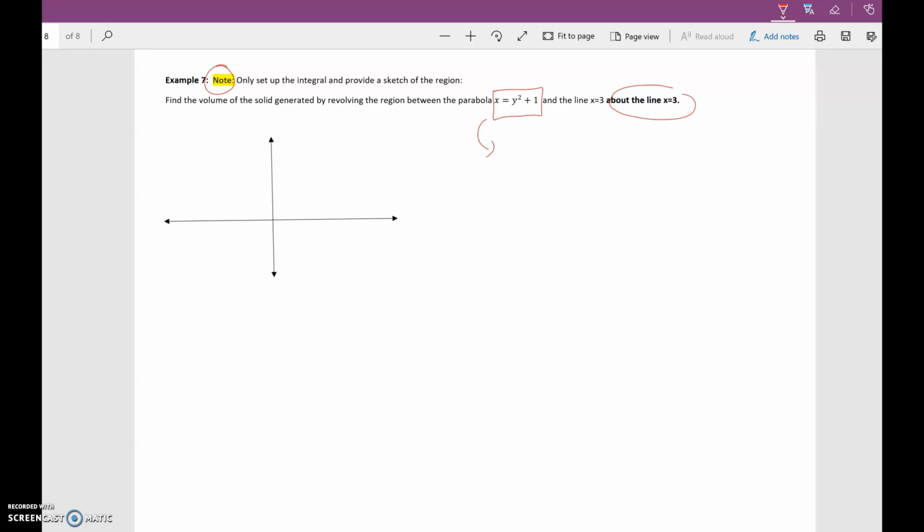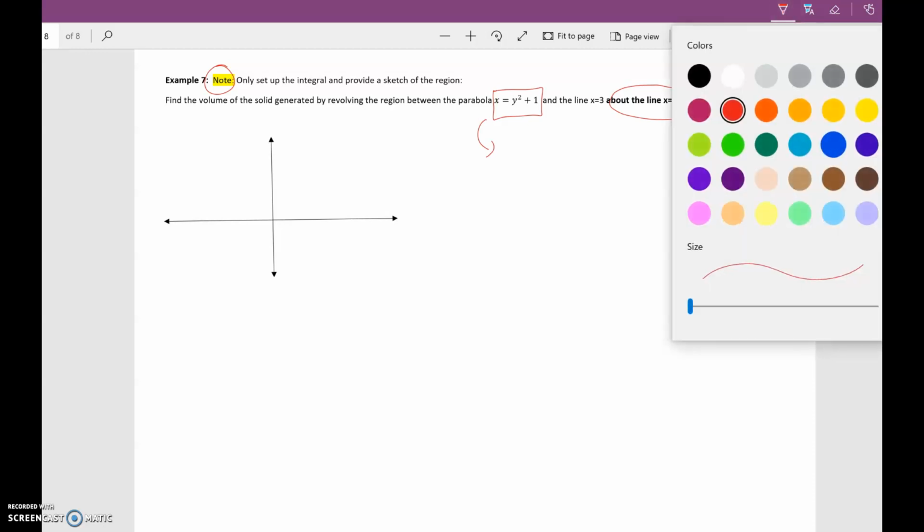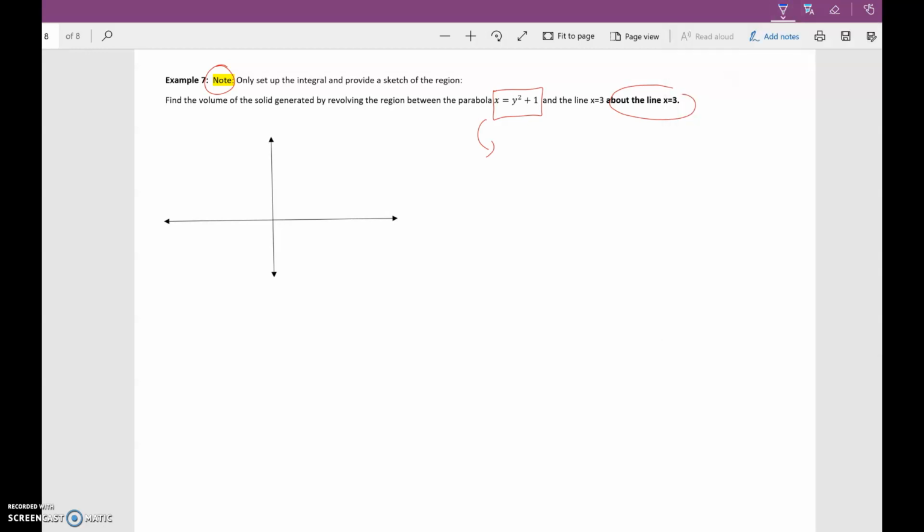They want us to revolve along the line x is equal to 3, so not technically the y-axis, or y is equal to 0. Let me just draw this line so that we have it in perspective. So this is 1, this is 2, and this is 3. Technically this is the line that we're going to be revolving this region about, x is equal to 3, and we need to find the intersections.